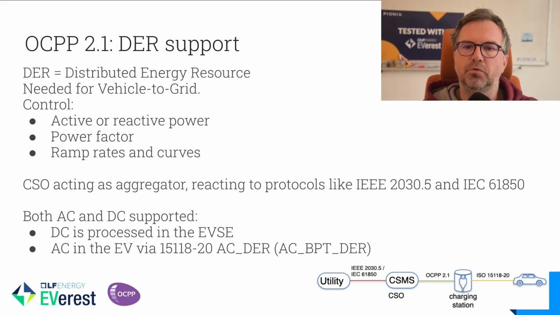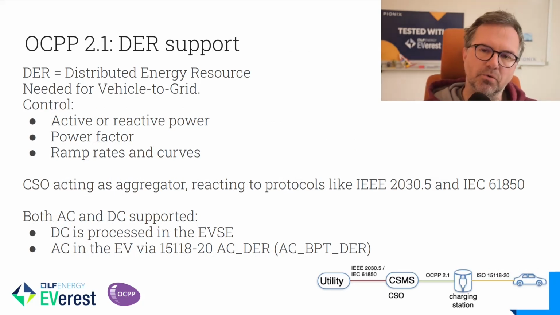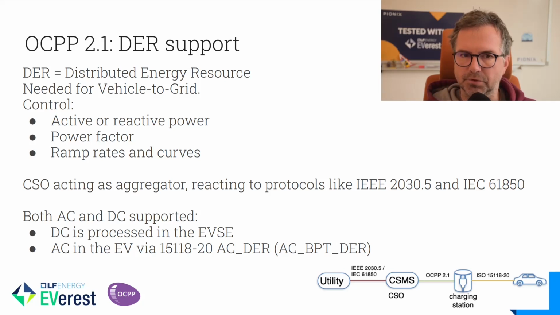Now, on top of V2X, if you really look at how grid operators control their grid, they talk in terms of DERs, distributed energy resources. They see the grid in terms of who is using a lot of energy, who's providing a lot of energy, and they want to be able to control this. And for this, 15118-8 added DER control. So they have AC DER control, AC bidirectional power transfer, DER control in the vehicle. If it's DC charging, all of this power control needs to happen in the charging station. So you won't see any 15118-8 messages because this is then what the charging station needs to do.